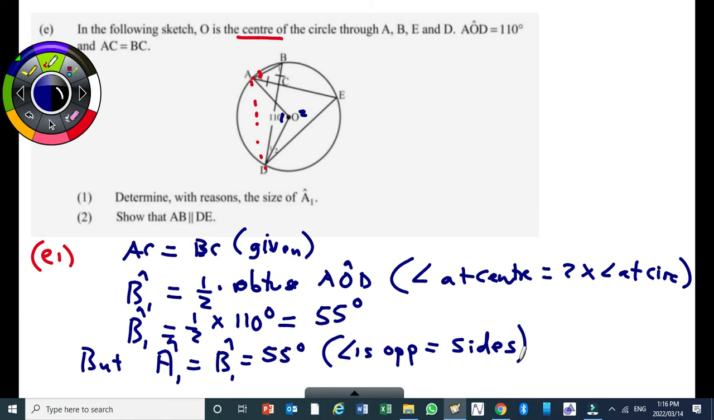Are you following there? A1 is equal to B1. They are both equal to 55 because they are angles opposite equal sides. And which sides are opposite those two angles? It's AC and what? AC.